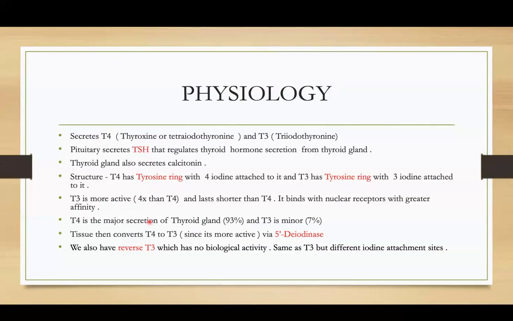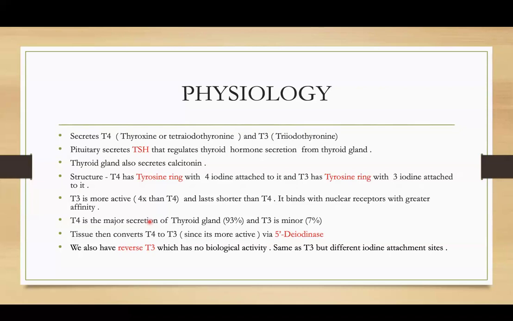So let's go. The thyroid gland secretes two hormones, T4 and T3. T4 is tetraiodothyronine, and T3 is triiodothyronine. T4 is also called thyroxine. That's a common name for it. So how does it happen? The pituitary gland secretes thyroid stimulating hormone, which you guys must have already studied earlier. And this basically regulates thyroid hormone secretion from the gland, right? The thyroid gland also secretes calcitonin, which helps in calcium metabolism.